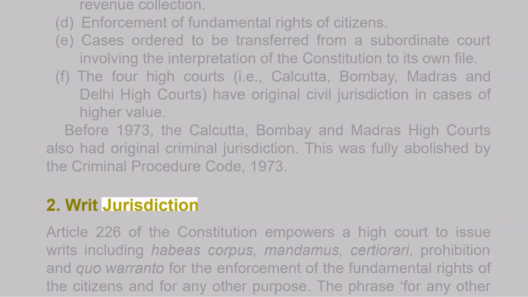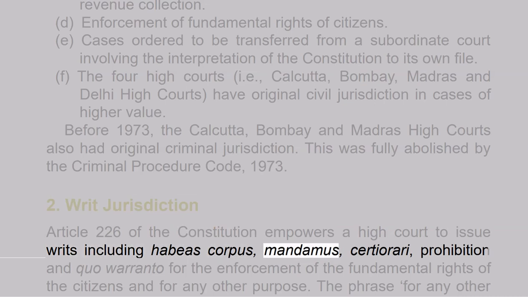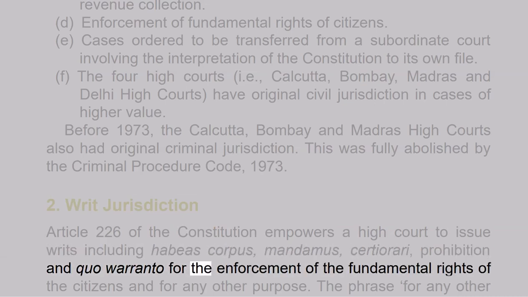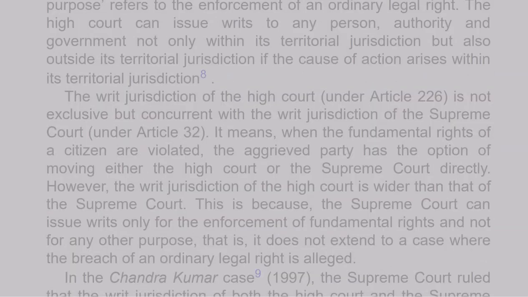2. Writ jurisdiction. Article 226 of the Constitution empowers a High Court to issue writs including habeas corpus, mandamus, certiorari, prohibition, and quo warranto for the enforcement of the fundamental rights of the citizens and for any other purpose. The phrase "for any other purpose" refers to the enforcement of an ordinary legal right.